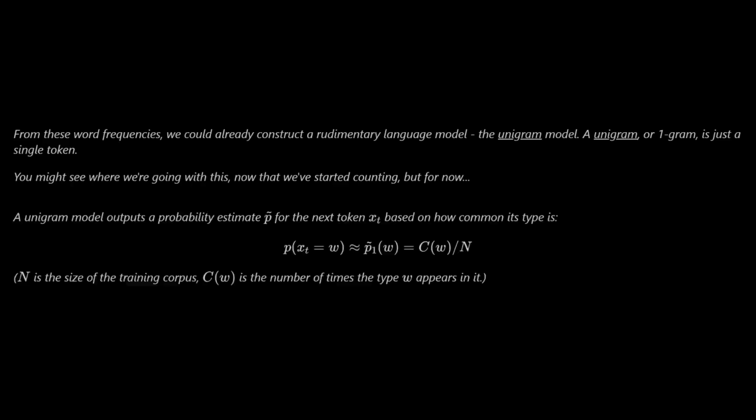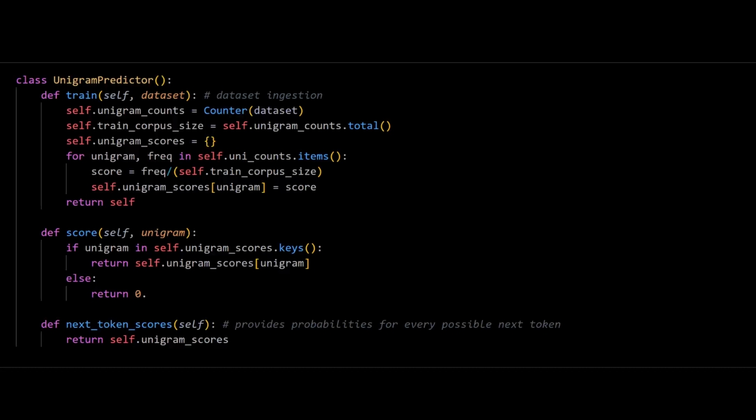From the data we've collected, we can already build a very simple language model. This kind of model is called a unigram model. A unigram is just a single token in a text. Calling it a unigram implies the existence of bigrams, trigrams, and other n-grams, which we will get to later. But for now, a unigram model estimates the probability of the next token according to the relative frequency of its type. The unigram model calculates the relative frequencies of every type it has encountered in its training data set, and during inference, outputs those relative probabilities. We will test out our model later.